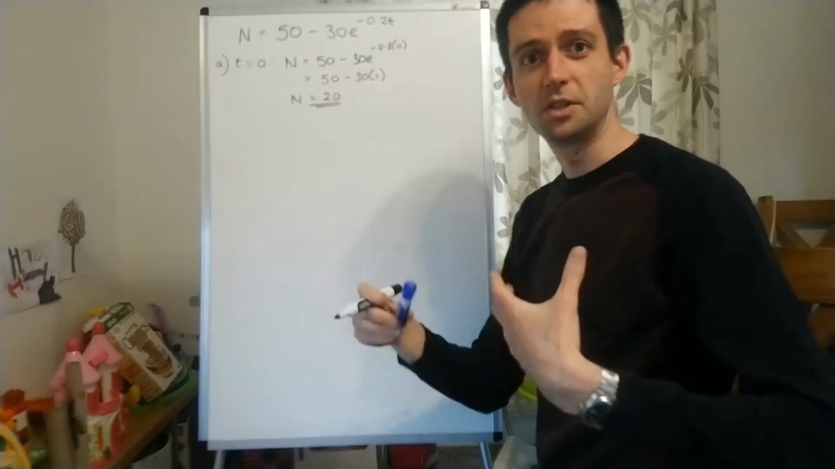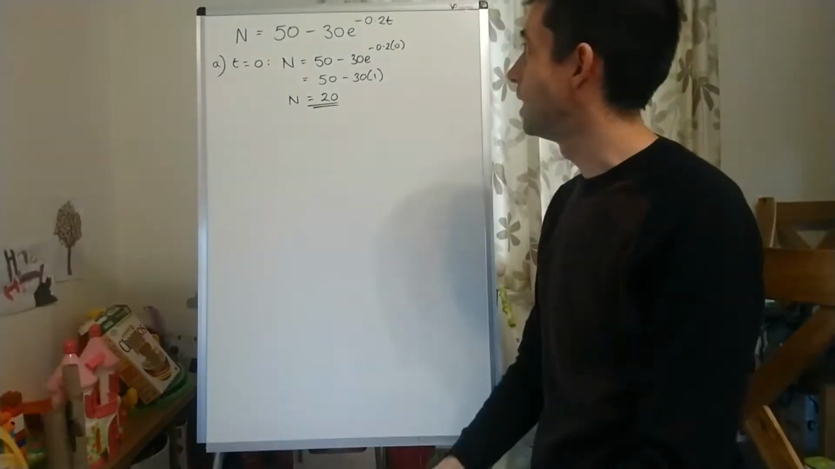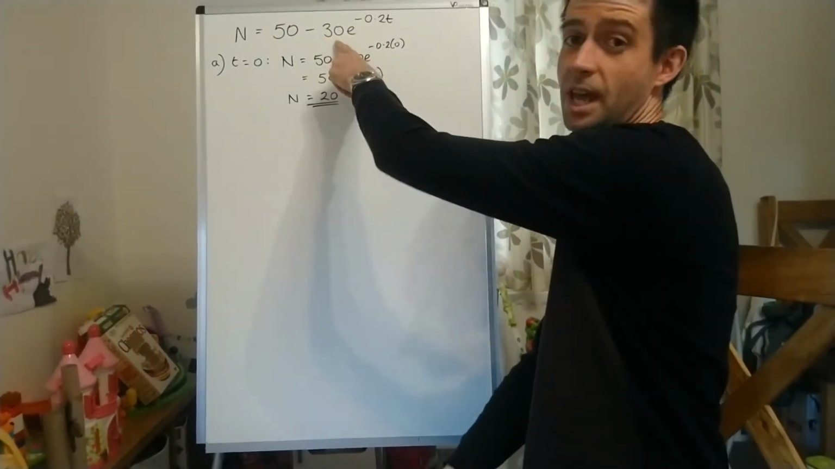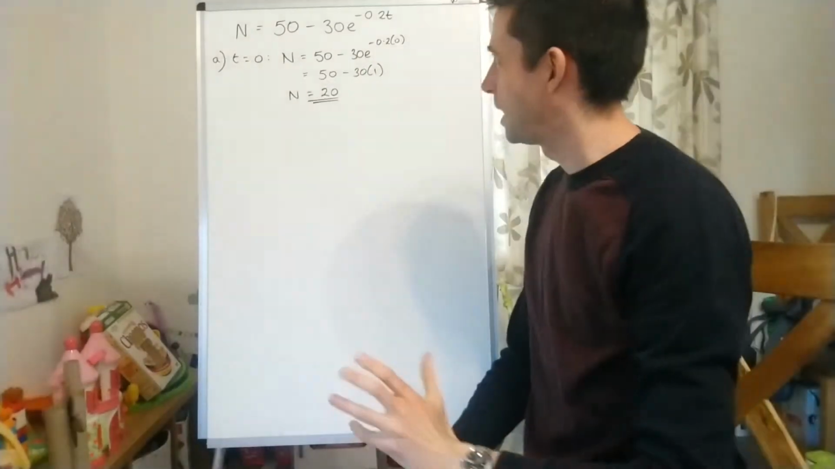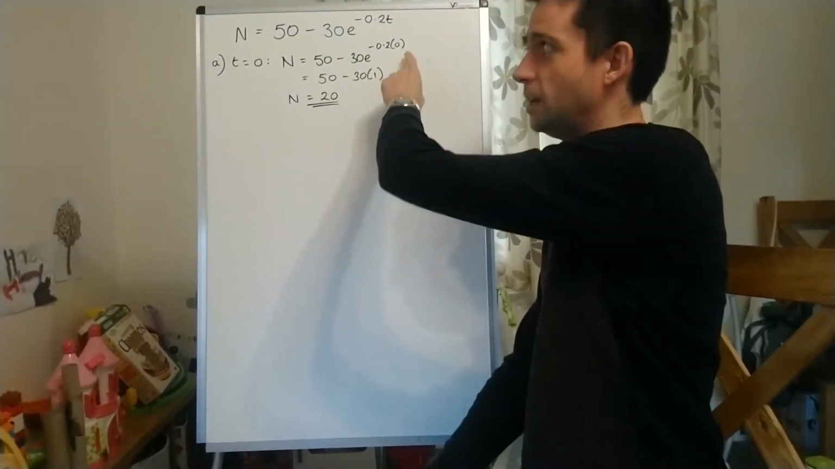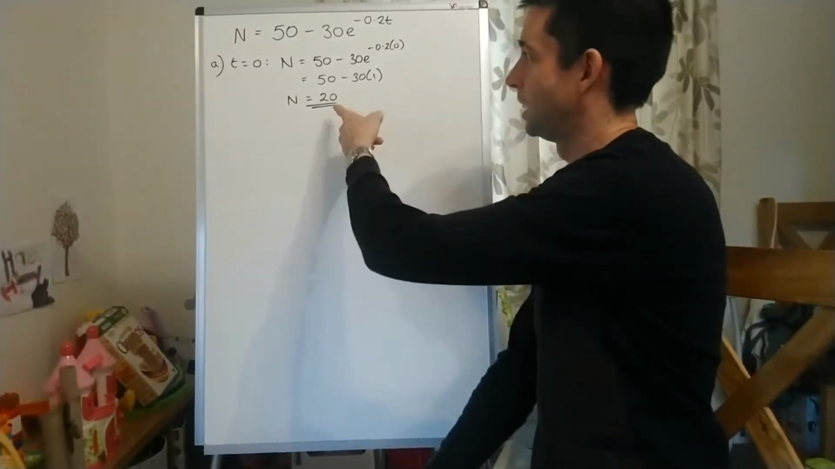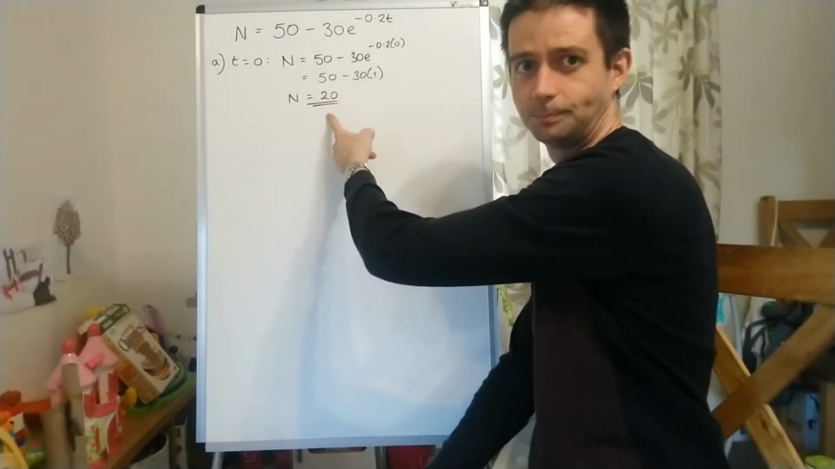Now that's important because in the previous example we could say, oh okay, t is 0, it's just that number there. But don't be lazy, think about substituting t equals 0 in, what value you get out of it. In this case it's n equals 20.